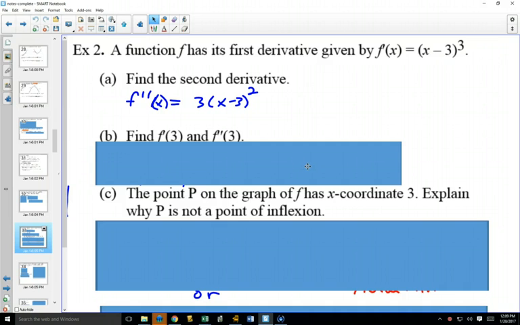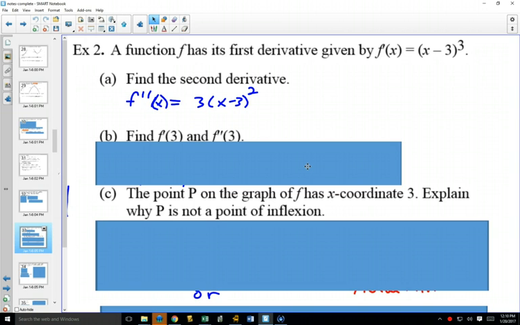Simple derivative rule here. We know the first derivative already, so the second derivative is just taking the derivative again: bring the 3 out in front, subtract 1 from the exponent. The inside function is x minus 3, so we don't have to do a chain rule, because the derivative of x minus 3 would just be 1.